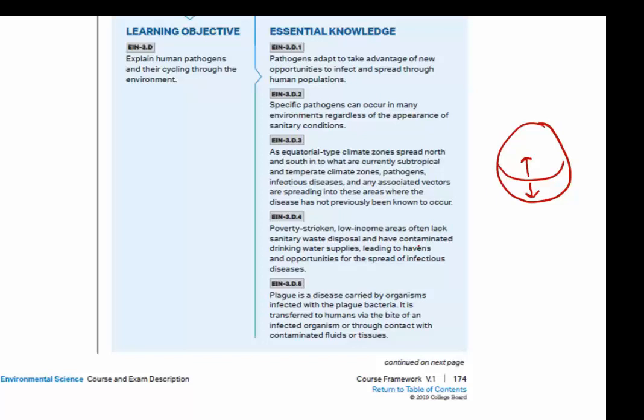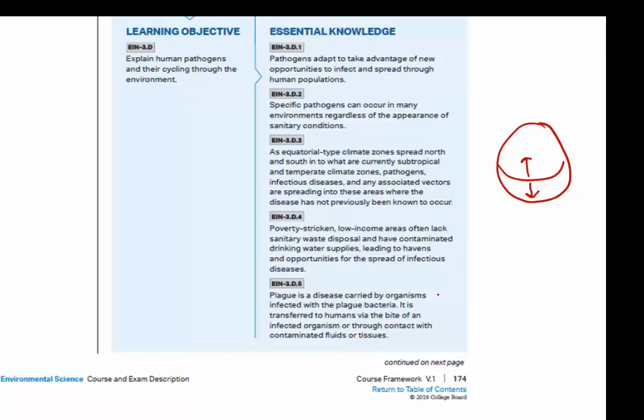Next thing, poverty-stricken, low-income areas often lack sanitary waste disposal and have contaminated drinking water supplies, leading to havens and opportunities for the spread of infectious diseases. This would be stuff like cholera or E. coli that's in our waste material that, if they're drinking contaminated water supplies, can potentially make you sick.